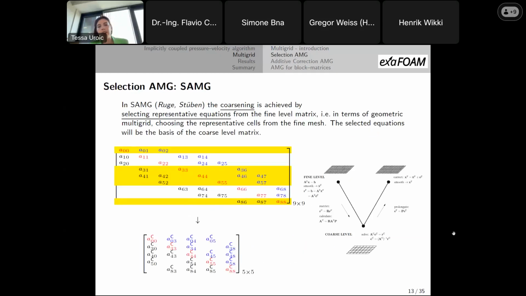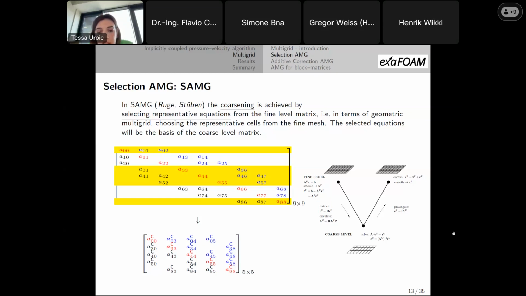So we have chosen to implement the most demanding algorithm in terms of iterations, in terms of the number of operations and the mathematics behind it. The most demanding algorithm is the selection algorithm, or the classical AMG. And in this classical AMG, the coarsening, so the creation of coarse level problems, is based on the selection of equations. So these equations will be selected by their influence onto the solution of the entire linear system.